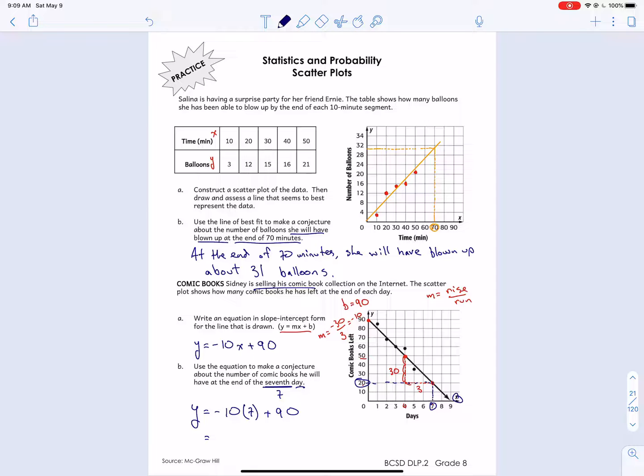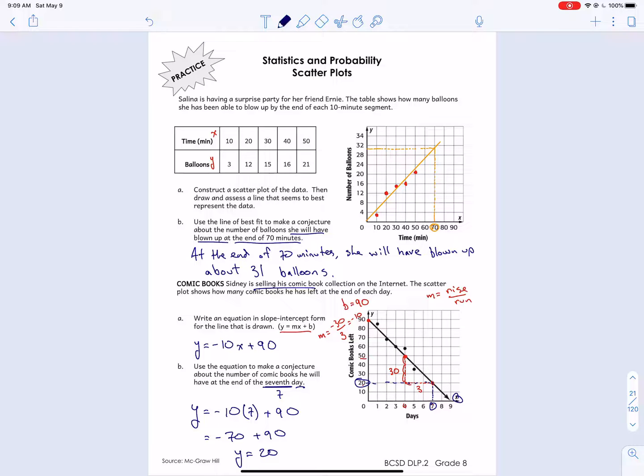Okay, and then everything else stays the same. Okay, so negative 10 times 7 is negative 70 plus 90. So if you need a calculator, do it. But really what we're doing here is 90 minus 70, which is 20. So y equals 20.